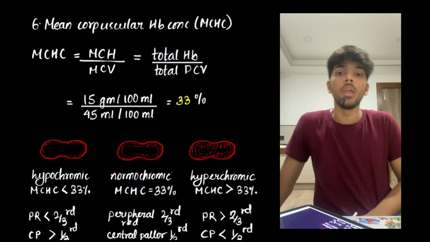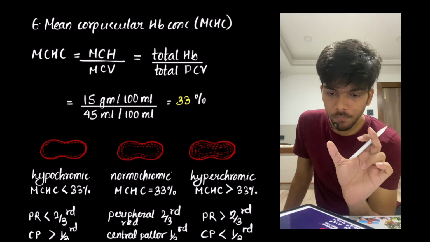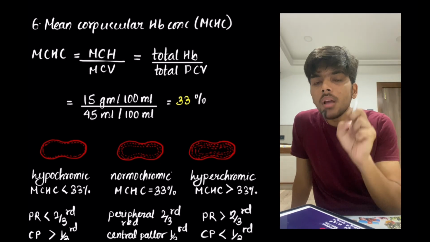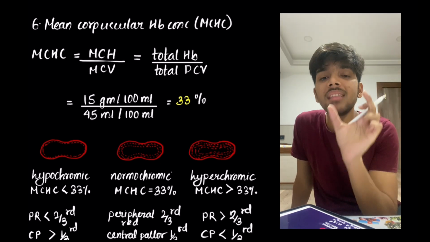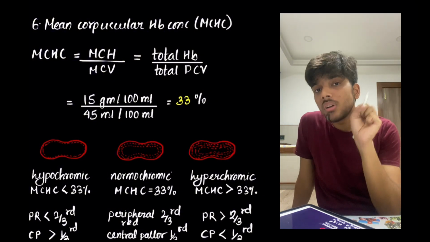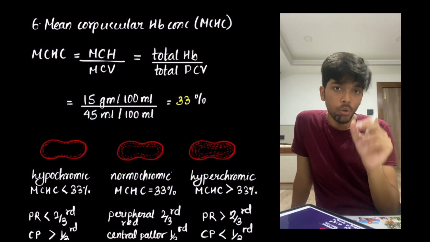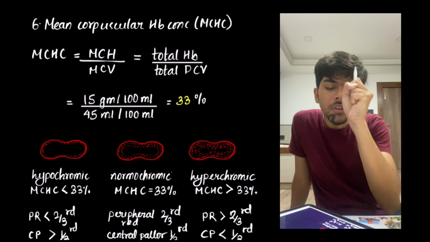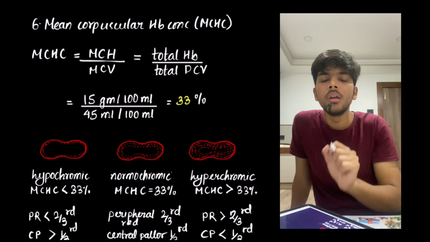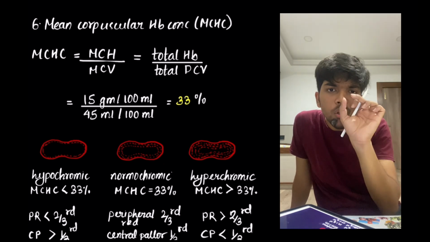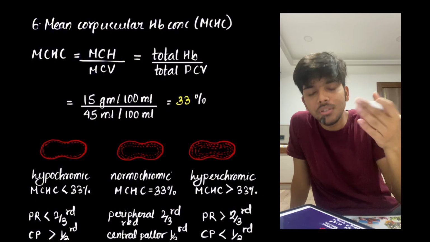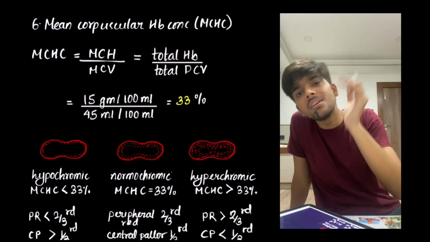You take out one RBC, you find out the total amount of hemoglobin present in that RBC. You find the total volume of that RBC. You divide the total amount of hemoglobin by the total volume. You are going to get hemoglobin in unit volume of that RBC, and that is your mean corpuscular hemoglobin concentration.